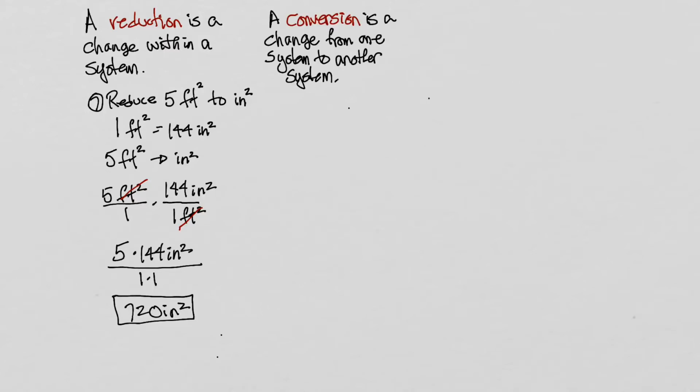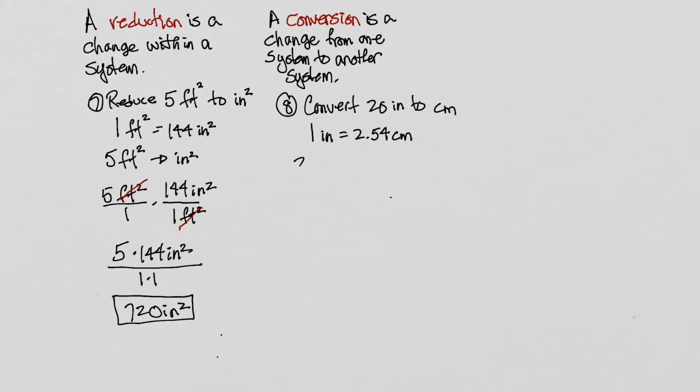So in this example here, number 8, this will be a conversion. A conversion is a change from one system to another system. So for example, here in number 20, this will be a conversion because we're going to convert 20 inches, the English system, to the metric system. So looking in the table, you're going to see that 1 inch is equal to 2.54 centimeters. So 2.54 centimeters will be the same as 1 inch.